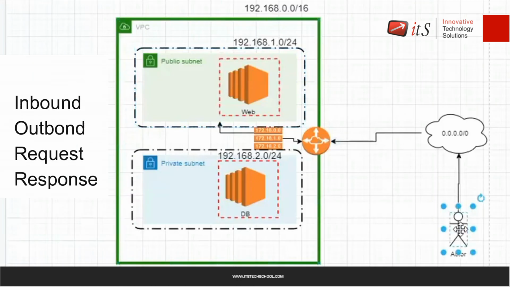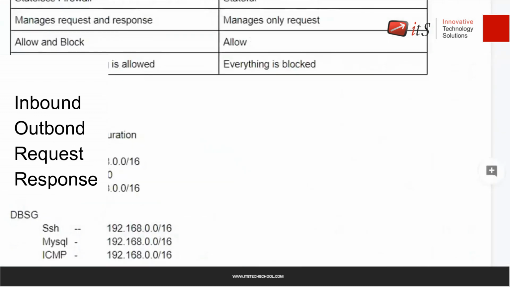If my actor is on the internet, sitting at home or in a company office, using a laptop or PC that is on the internet, for HTTP it easily connects over the internet because we allowed it. But what about SSH?